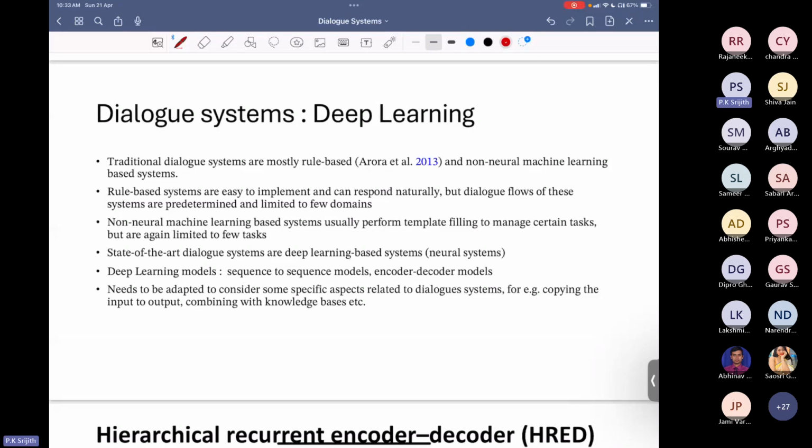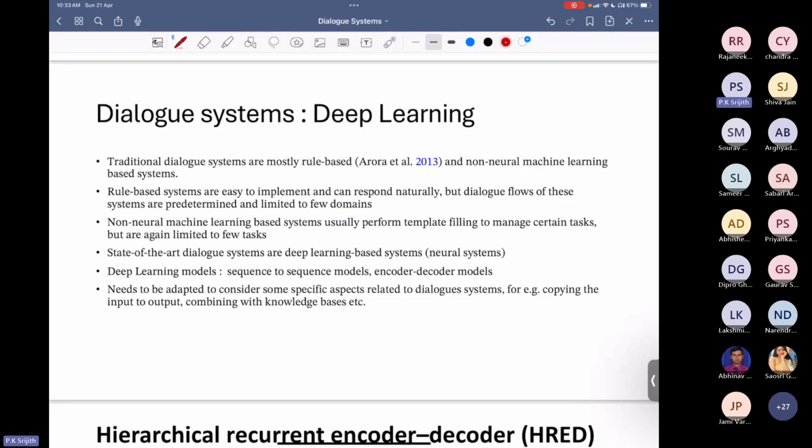So that kind of system requires you to just copy what is there in the input to the output. People have developed some deep learning architectures specifically for these kinds of situations, and they are needed for dialogue systems, such as PointNet, CopyNet, etc.